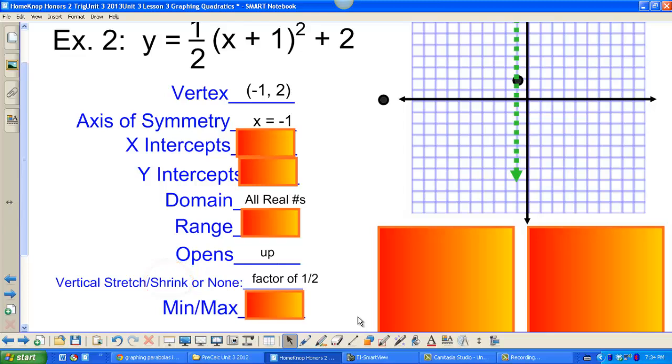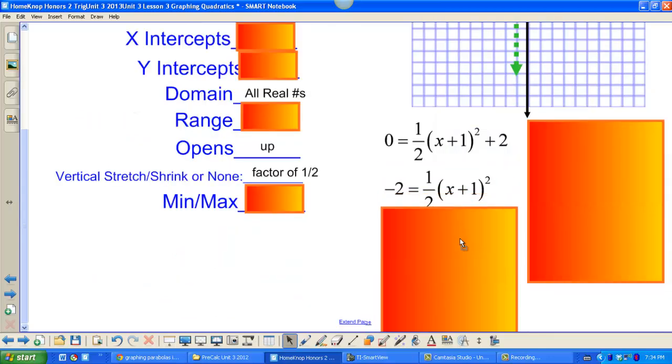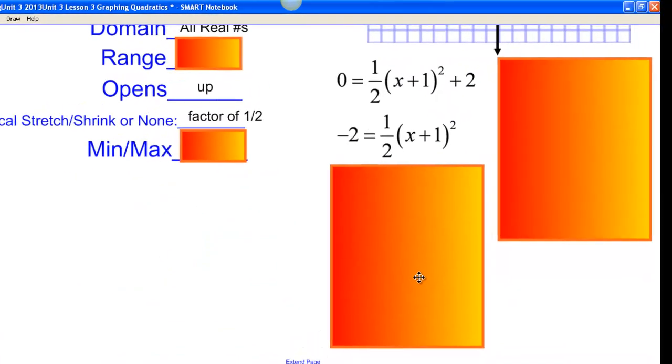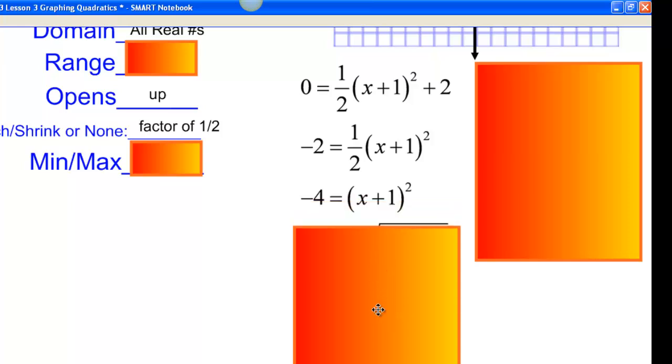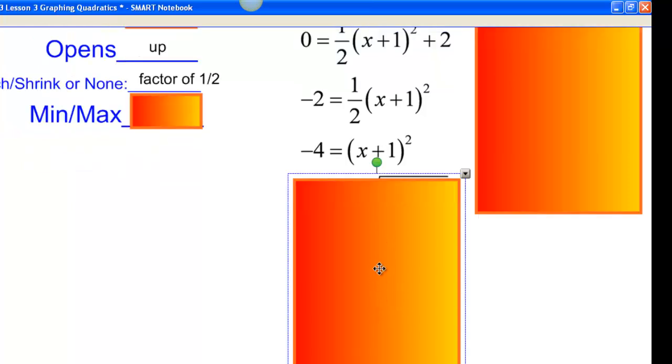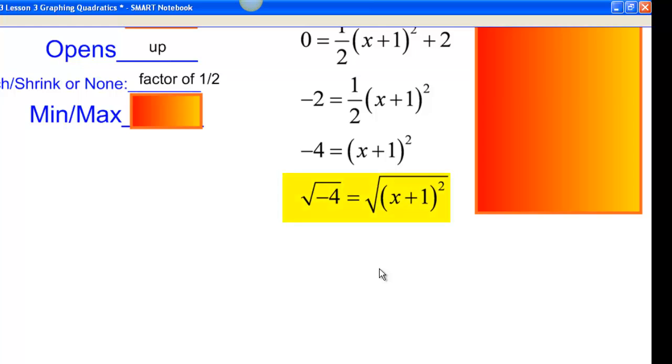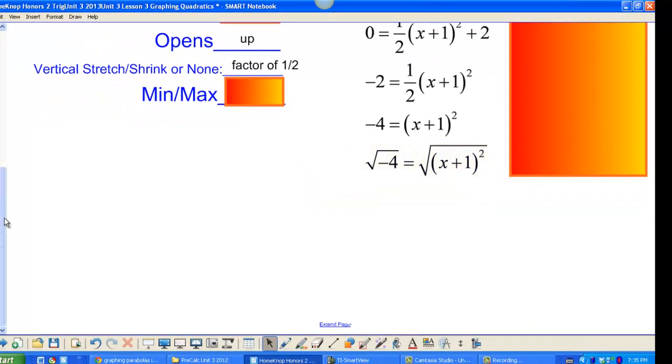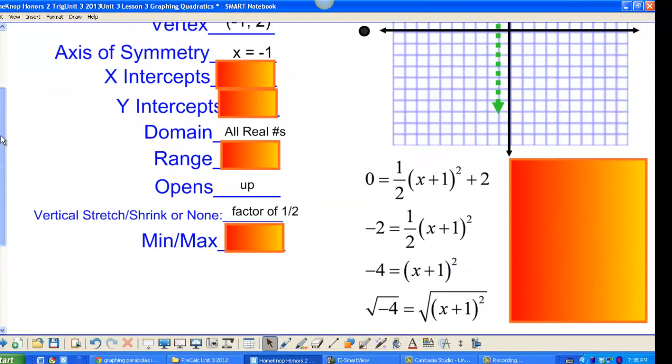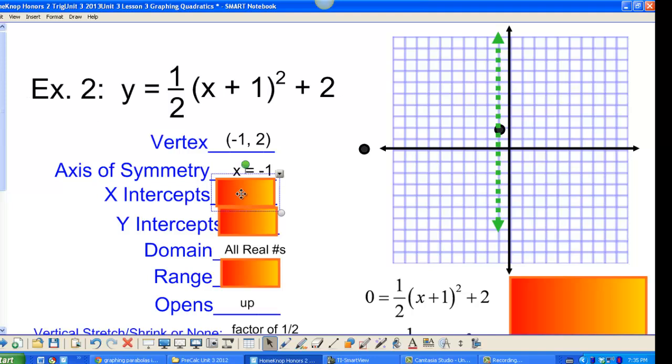So now I have to find some more information, and let's find it first by finding my x-intercepts. To find my x-intercepts, I'm going to let y equal 0. Then I'm going to subtract 2 from both sides. Then I'm going to multiply both sides by 2. And when I take a square root, look at what happens. I end up taking the square root of a -4. Therefore, I know that this graph does not have any real number x-intercepts.